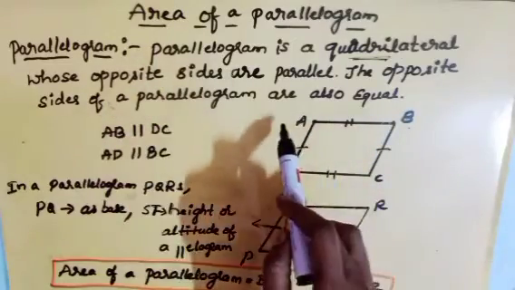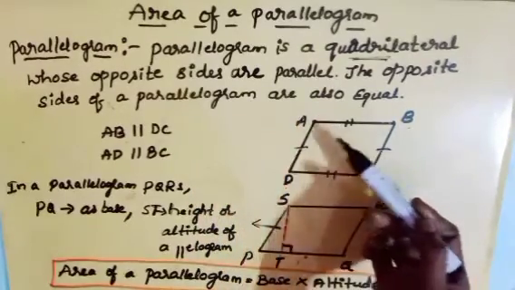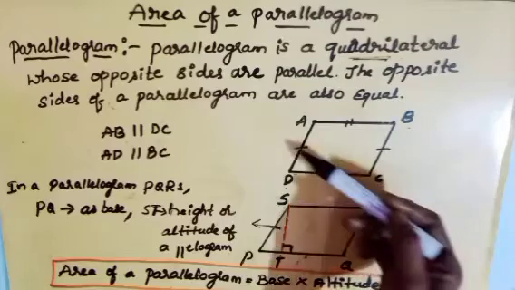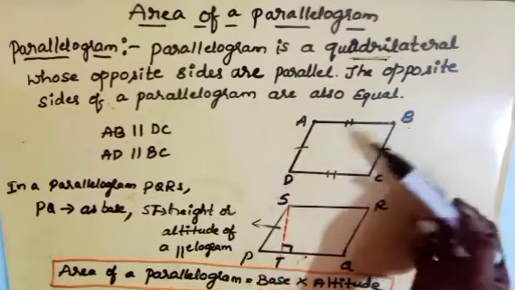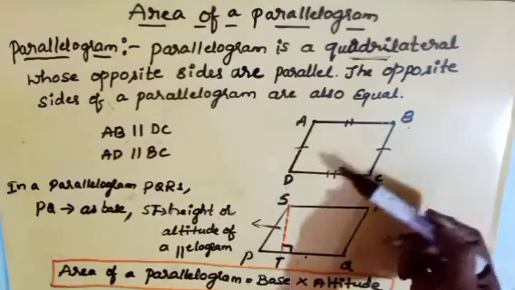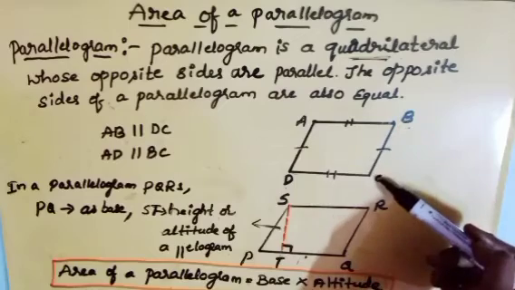Therefore, a parallelogram is a quadrilateral whose opposite sides are parallel. That means AB is parallel to DC and AD is parallel to BC. And also AB is equal to DC and AD is equal to BC.